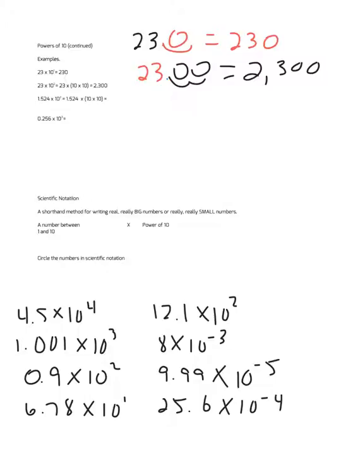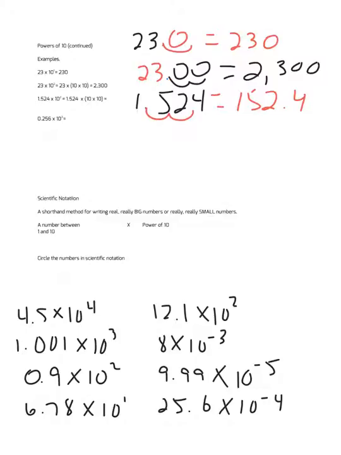1.524 times 10 squared. That squared tells you to move the decimal point two places. So we end up with 1.524 times 100. 1, 2. So your answer becomes 152 and 4/10.